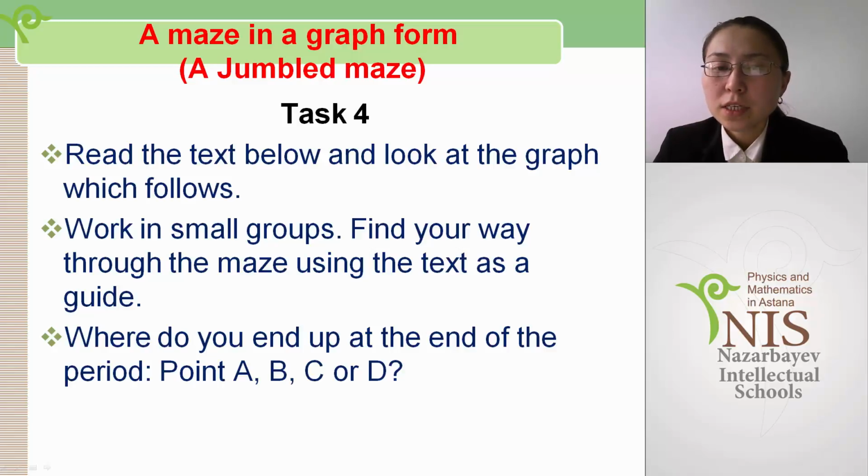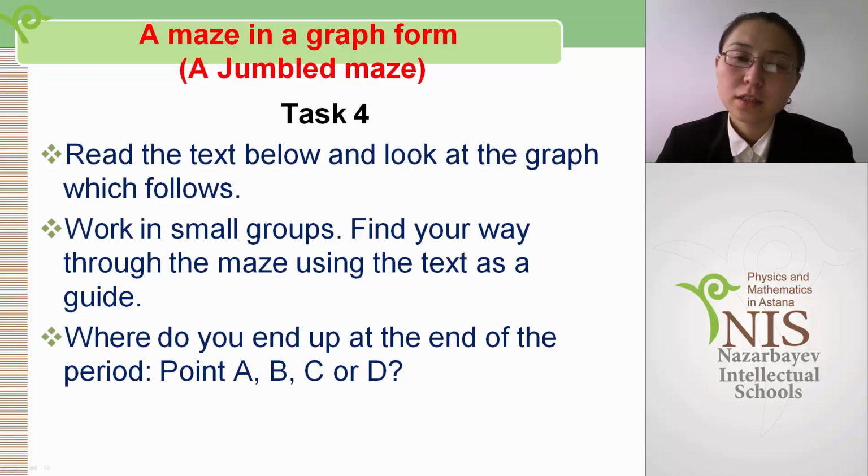Your task is to read the text below and look at the graph which follows. You need to work in small groups at this time, and you need to find your way through the maze using the text as a guide. Where do you end up at the end of the period? Point A, point B, point C, or point D? And we will see.